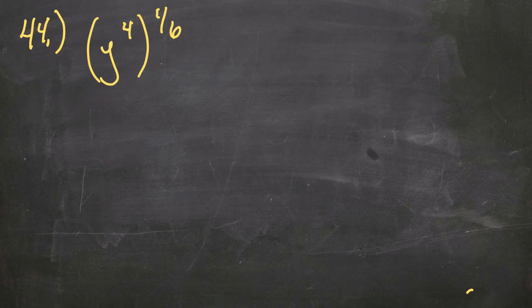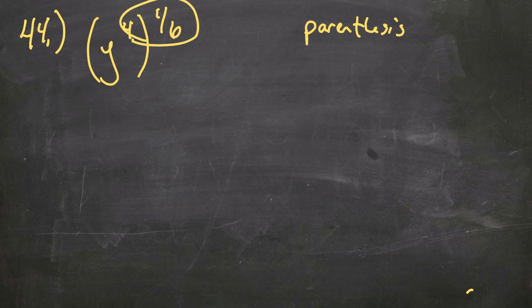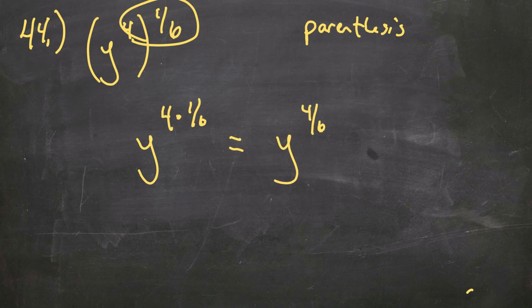All right, 44, we have y to the 4th to the 1/6. Since I see parentheses, I'm going to multiply those two numbers together. I'm not doing anything with that y, so it's y. 4 times 1/6. If you do that in your calculator, it'll give you the answer right away, but I'm going to do 4 times 1 over 6, which is just 4/6. And 4/6 can be broken down into 2/3, so that's my final answer.